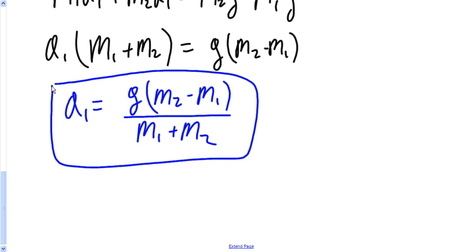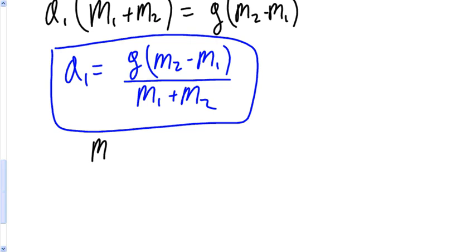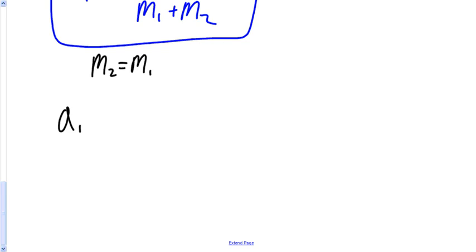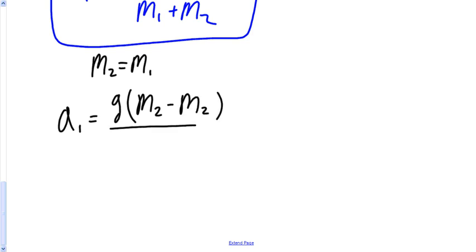Just to note, a little food for thought, what would happen if the masses were the same? What would be the acceleration? Well, now we're going to prove it. So if we say M2 equals M1, let's plug that into our equation and see what happens. A1 equals G times M2 minus, I'm going to plug in M2 here also because M2 equals M1, over M2 plus M2. And what do I find that equals? Well, the M2's cancel out and that becomes a 0. So now I have G times 0 divided by M2 plus M2. That whole thing just ends up being 0. So we see when the masses are equal on that machine, the acceleration is 0.